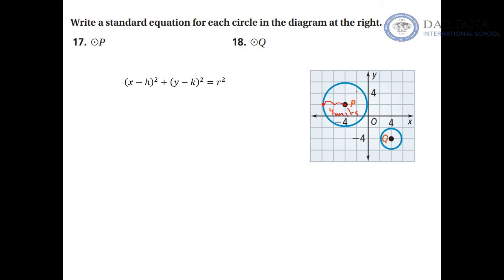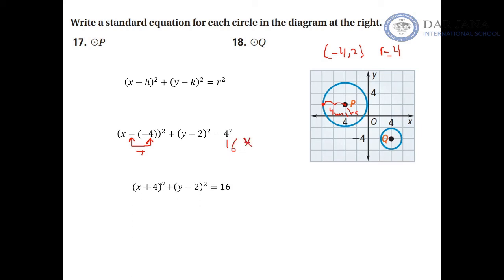So now I know that the coordinates of the center are negative 4 and 2, and the radius is equal to 4. I'm going to replace them in the equation. So it will be x minus negative 4, y minus 2, equals 4 squared, and then simplifying these two minuses into a plus, and this 4 squared into 16. Sorry, without the squaring. So it will be x plus 4 squared, plus y minus 2 squared, equals 16. Okay, it looks kind of tricky, but it is actually a very easy question once you know what to do.